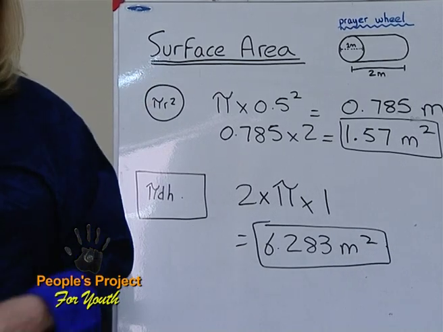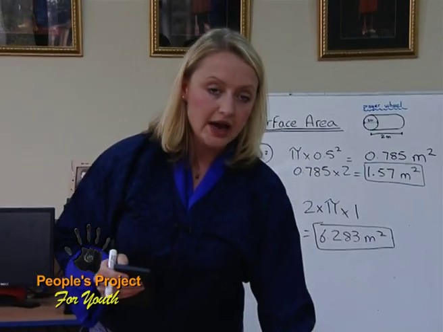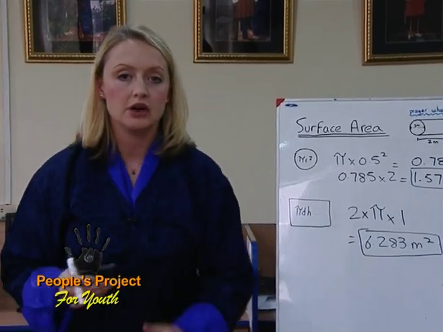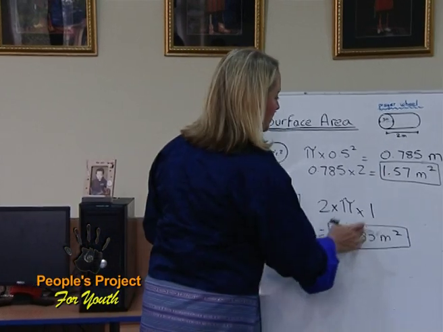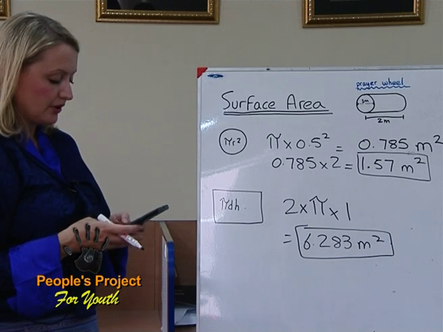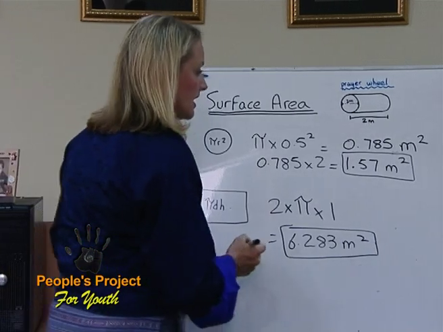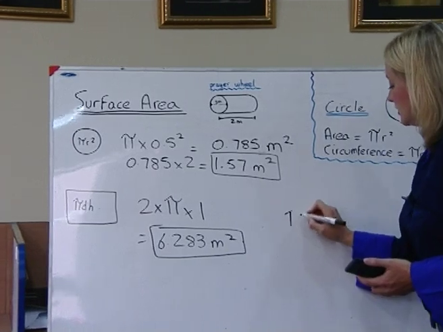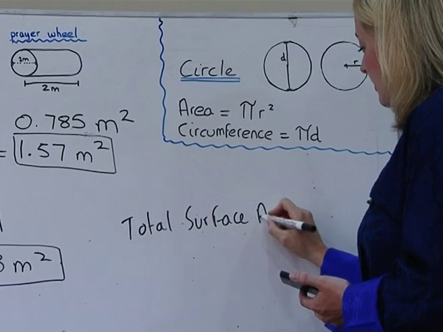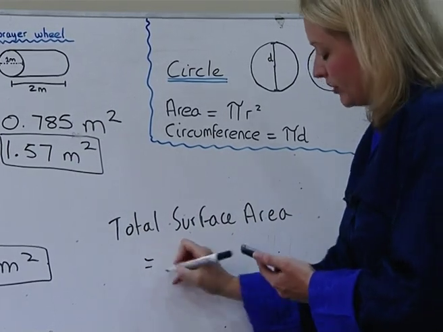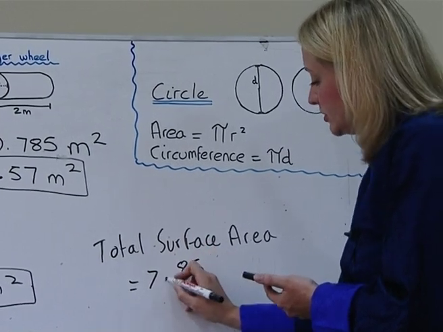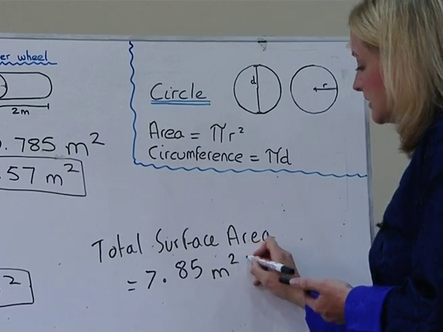So now to find the total surface area for the prayer wheel, I can add up the curved portion, which flattens out to become a rectangle, and the 2 circles to get a total. So I'm adding up these 2 values here. So 6.283 plus 1.57, and the total surface area for the prayer wheels at the Memorial Chorten is 7.85 to 2 decimal places metres squared.